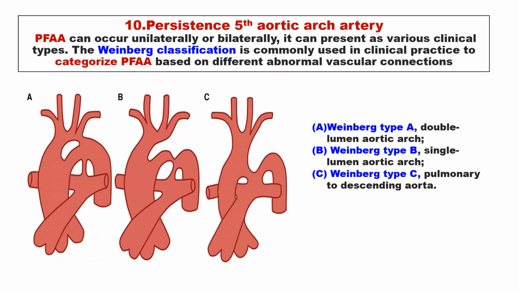Persistent fifth aortic arch artery can be unilateral or bilateral, and it can be present in various clinical types. Weinberg's classification is commonly used in clinical practice to categorize persistent fifth aortic arch artery on the basis of abnormal vascular connection. Type A shows a double lumen of the aortic arch, type B shows a single lumen of the aortic arch, and type C shows the pulmonary artery continuing with a descending aorta.